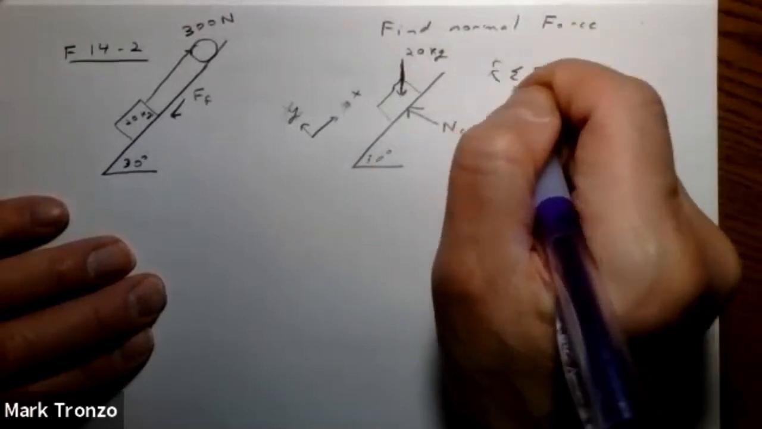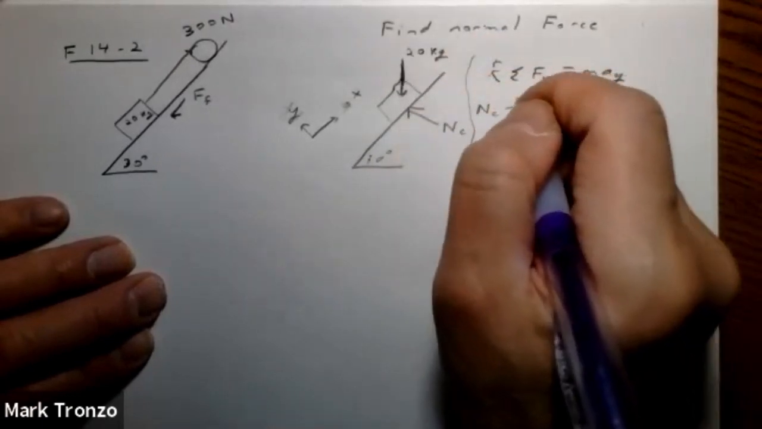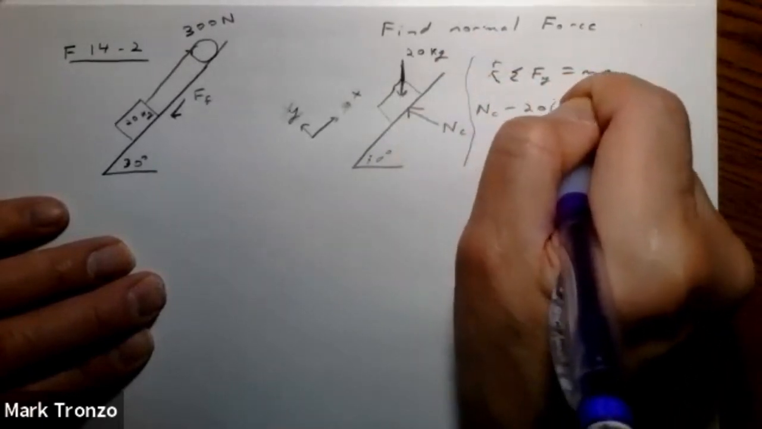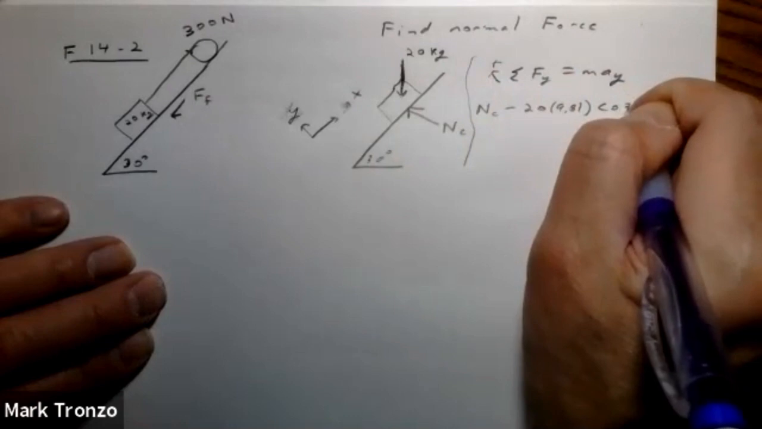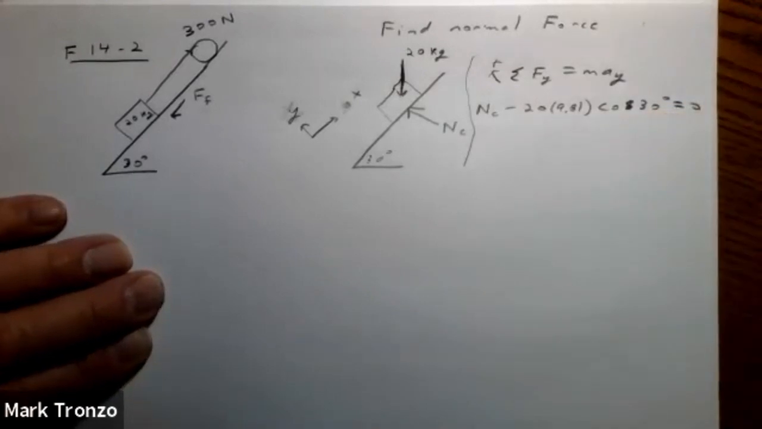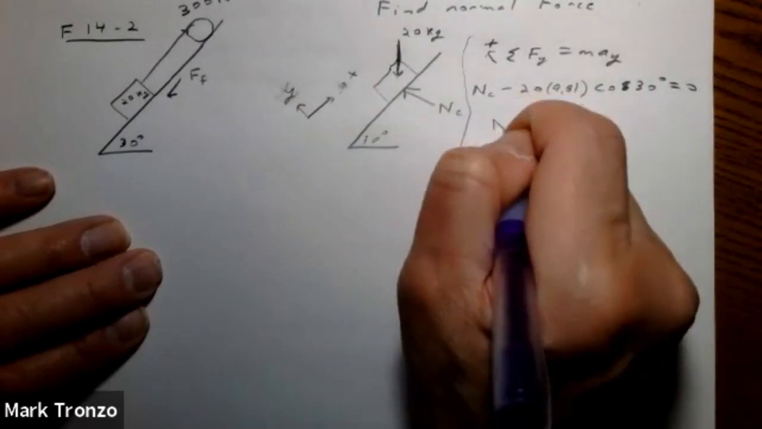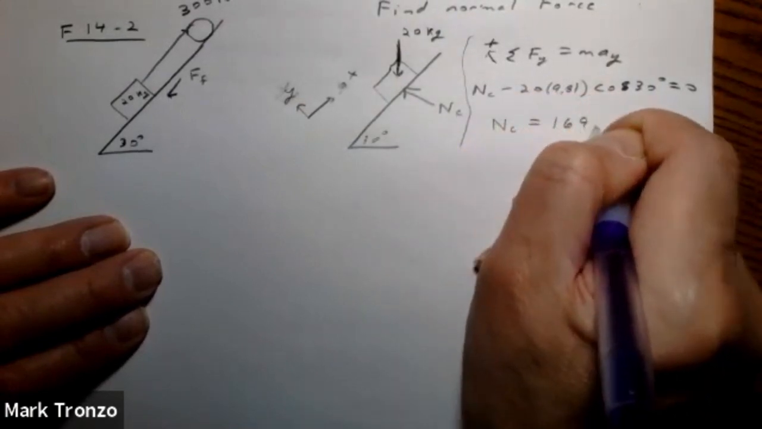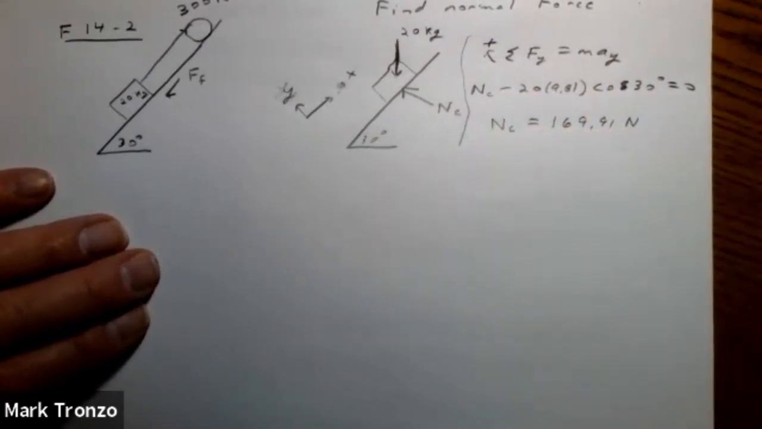And so you can see that NC minus 20 times 9.81 times cos of 30 degrees is going to be equal to 0. And this is plus in this direction here. And then we're going to see the normal force is 169.91 newtons. Again, that's just the way you normally calculate your normal.